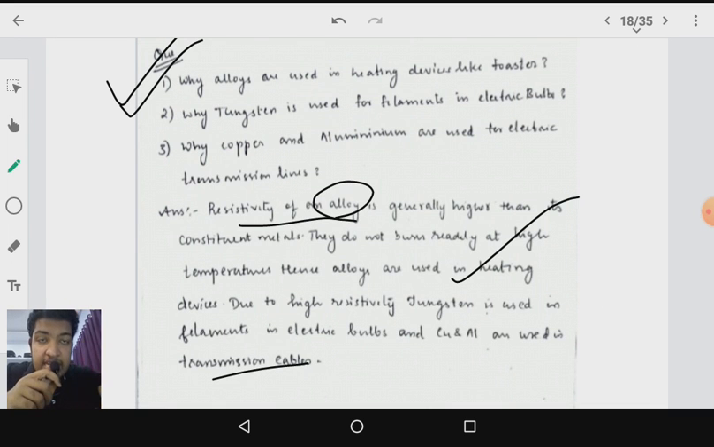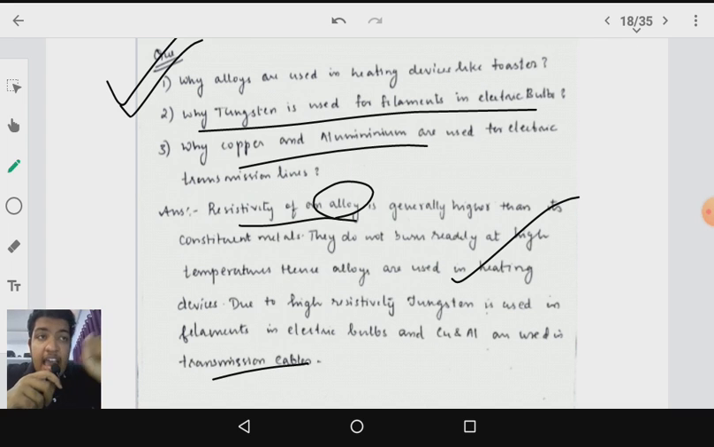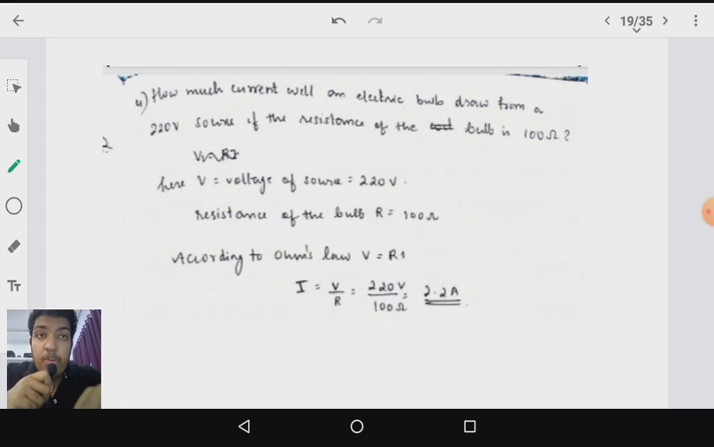Alloys are used in heating devices because they have better resistivity as compared to normal metals. Tungsten is used because tungsten has high resistivity, it does not burn out easily. Copper and aluminum are used in electric transmission lines because of their lower resistance, and hence current can flow through it easily. So this is the answer for these three questions. Please take a note. Now next question.